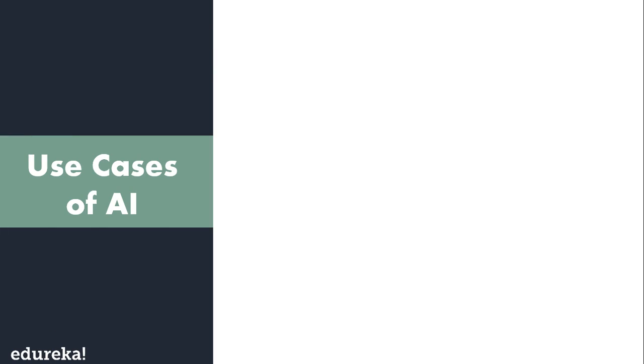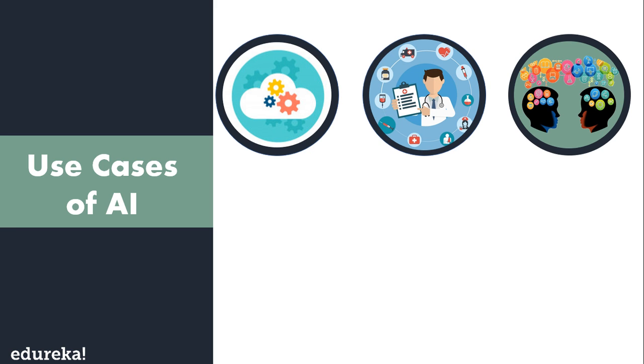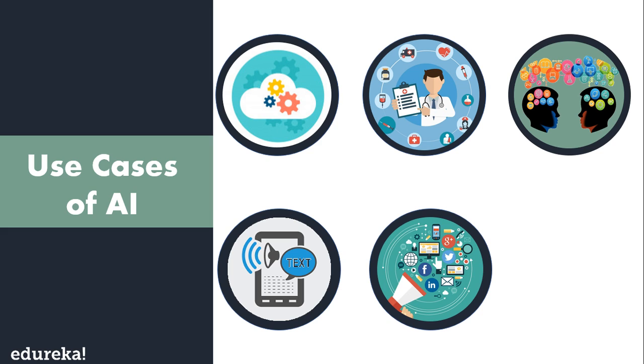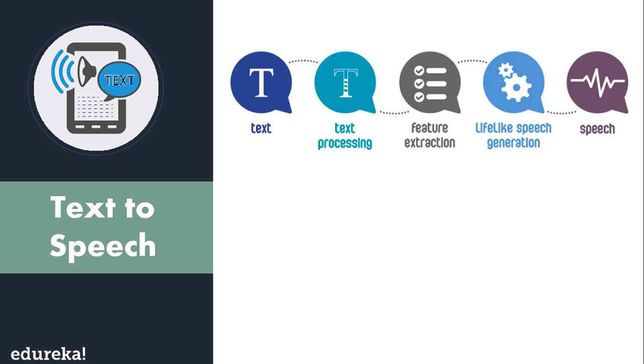So let's just have a look at some of the use cases of AI in our everyday life. Now, from data security to healthcare, NLP to text and speech recognition, social media monitoring to cybersecurity threats, artificial intelligence is everywhere. So let us focus on one of these use cases for our session today. Now, the text-to-speech recognition system has gained popularity in the recent years because of Siri and Google Speech. Now, the process involves processing of texts, feature extraction, and speech generation in order to convert your text to speech and vice versa.